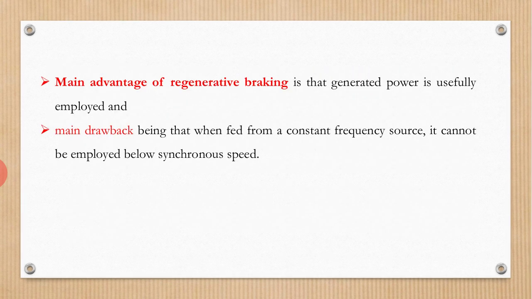So the next main advantage of regenerative braking is that the generated power is usefully employed, meaning the power generated by the machine is fed back to the supply, so that we can use it usefully. The main drawback is that when fed from a constant frequency source, it cannot be employed below synchronous speed.